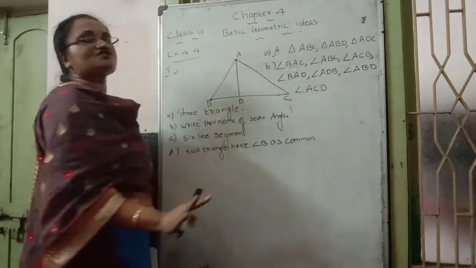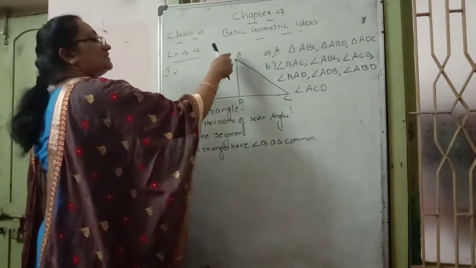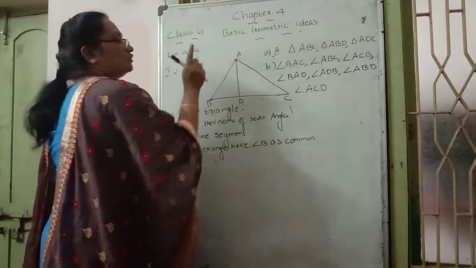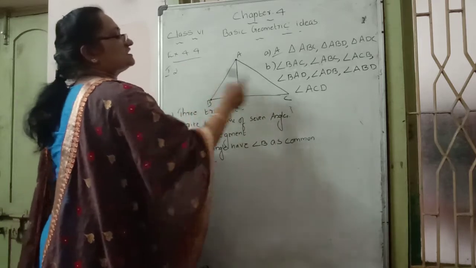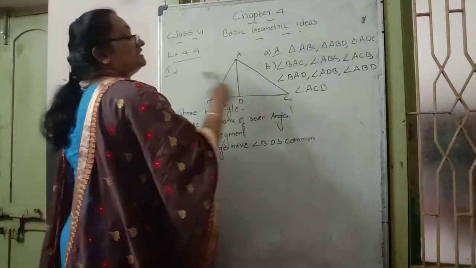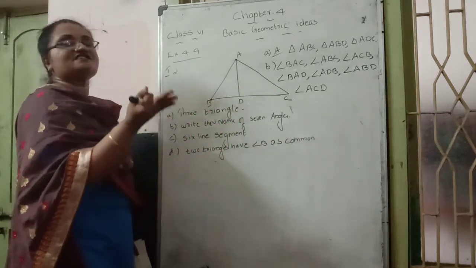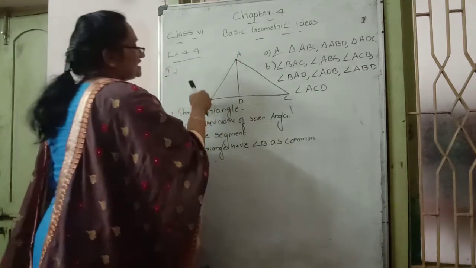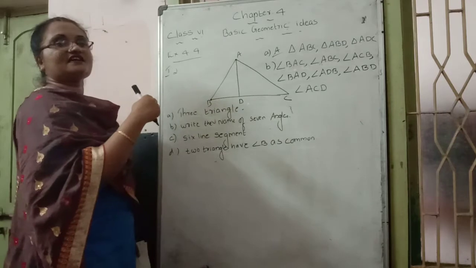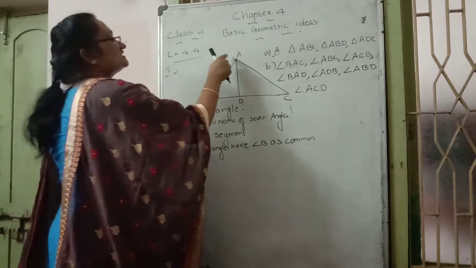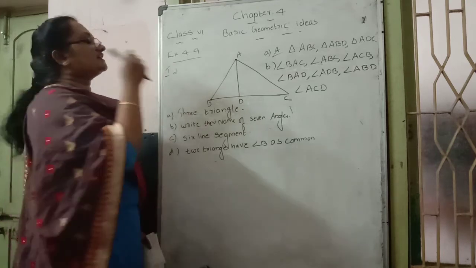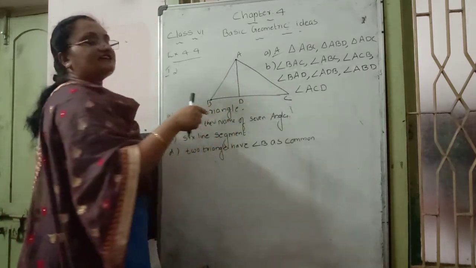Any seven angles you can take. First, with respect to the big triangle, how many angles are there? A, B, C are the angles, and for reading an angle, three alphabets are required, in that order. Then consider the left side small triangle. There also three angles are there, A, B and D, again read with three alphabets. Next, consider the right side triangle.